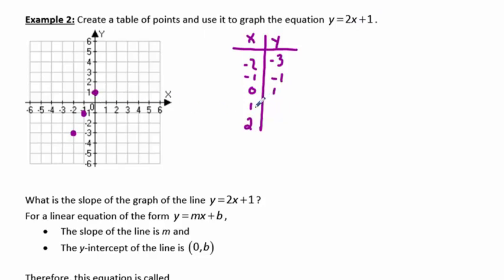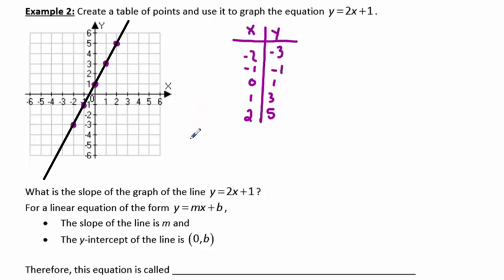And if we choose the x value 1, the y value will be 2 times 1 is 2, plus 1 is 3. So we have the ordered pair 1, 3. And finally, for choosing 2 for x, 2 times 2 is 4, plus 1 is 5. So we have the ordered pair 2, 5. Let's connect these to graph the equation. What is the slope of this graph?